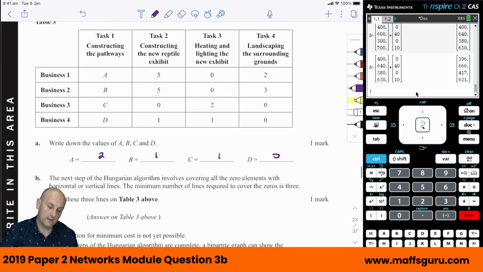The next step of the Hungarian algorithm involves covering all the 0 elements with horizontal or vertical lines. The minimum number of lines required to cover the zeros is 3. Draw these lines on the table above. So I'm going to replace that with 2, 1, 1, and 0. So 3 lines is the minimum in which I can do it. 1, 2, and 3. And again, that is the correct answer.